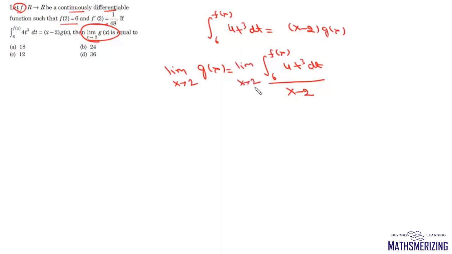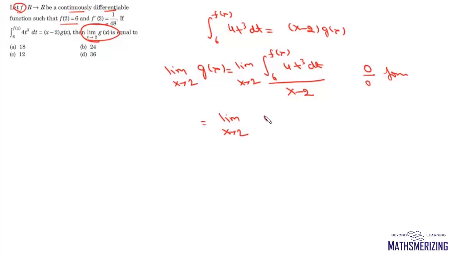Now we take limit x tends to 2, we'll get f2, and f2 is 6. So this integral will be from 6 to 6, which is 0, and then 2 minus 2 is 0. So this is 0 upon 0 form. And if it is 0 upon 0 form, we have to use L'Hopital's rule. So we can write this as limit x tends to 2. Now we'll differentiate the numerator using Leibniz integral rule.